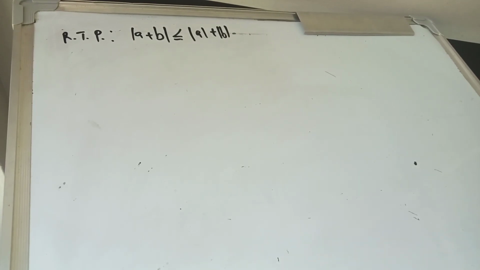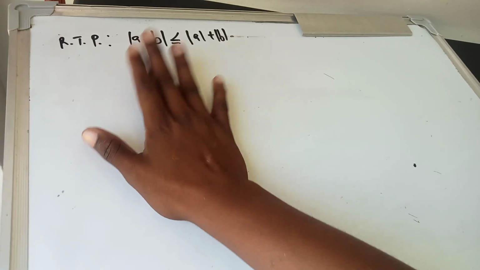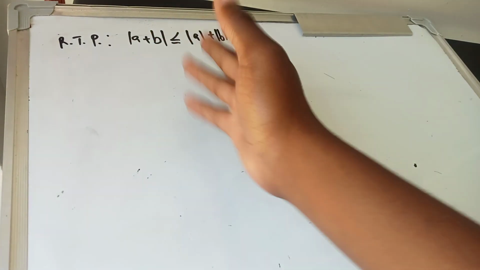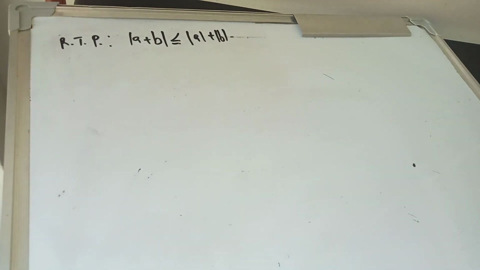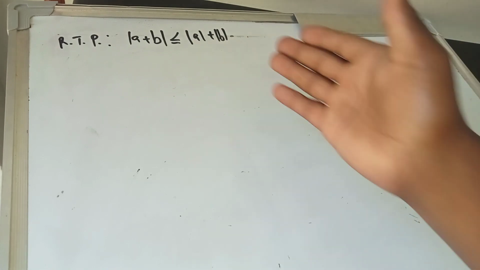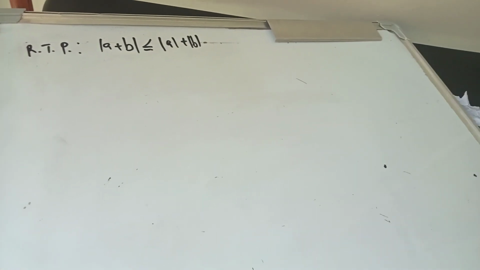Here we are required to prove that the absolute value of a plus b is less than or equal to the absolute value of a plus the absolute value of b. This is the triangle inequality theorem. So now I'm about to prove it. Without wasting much time, let me get straight to the point.